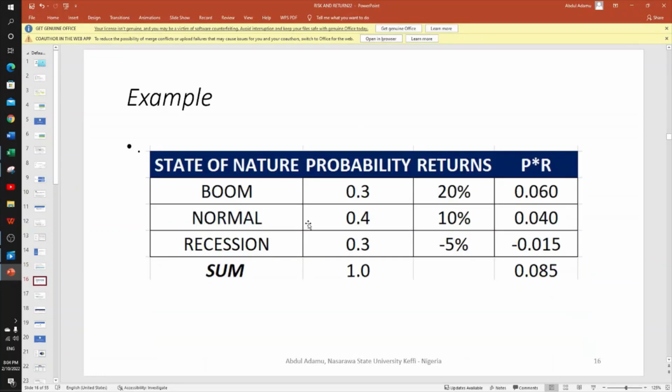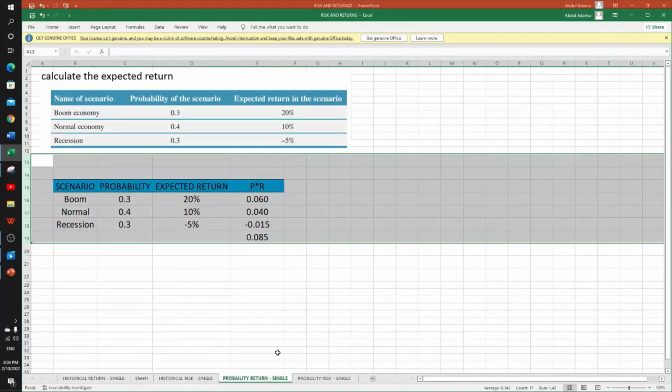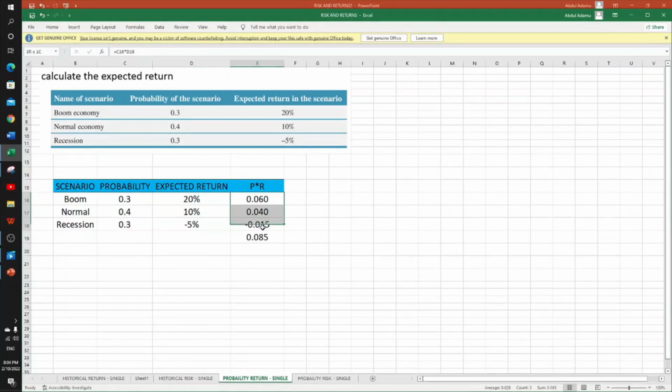So if we want to calculate that, if you look at our data, we multiply this by this, we have 0.060, multiply this by this, we have 0.040, multiply this by this, we have minus 0.015. If we add it, we have 0.0085. This is our expected return. So we can go to our Excel and see how these are computed.